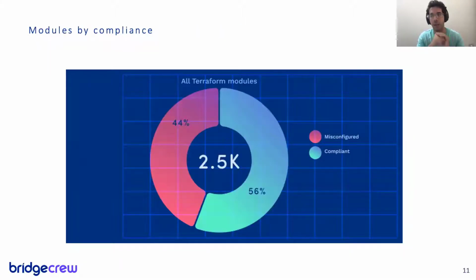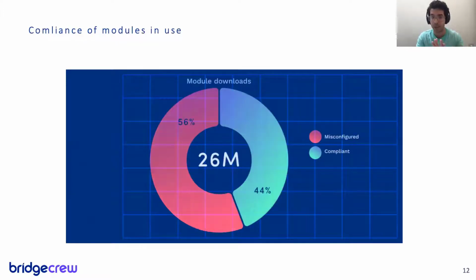So if we take all of the Terraform modules that can be misconfigured, across the 3 main cloud providers, those are around 2,500 out of 3,000-something possible Terraform modules. And 44% of them are misconfigured. From a downloads perspective, those are several millions of downloads, because all of those modules together had 26 million downloads, meaning possibly 26 million provisioned instances of those resources, which is a lot.